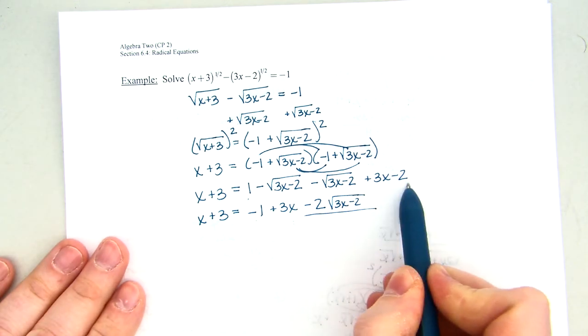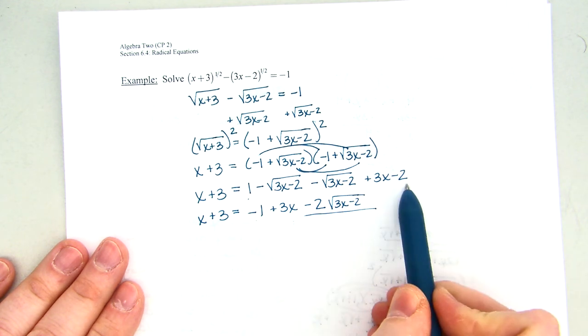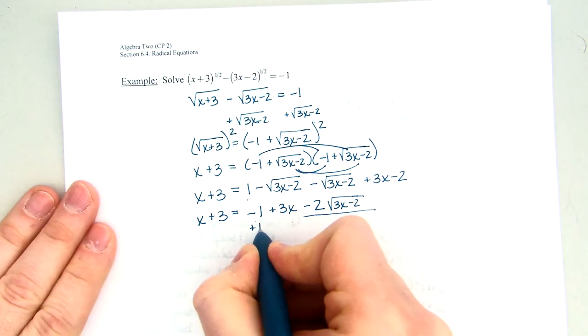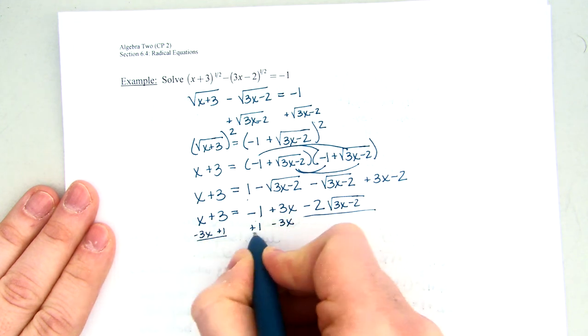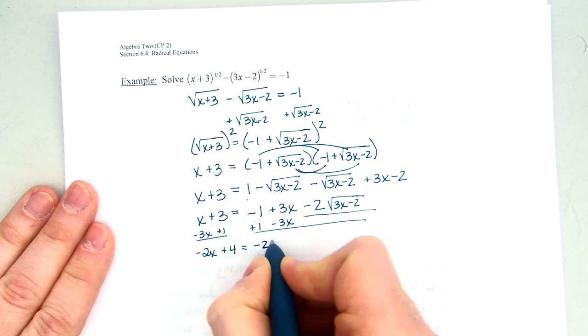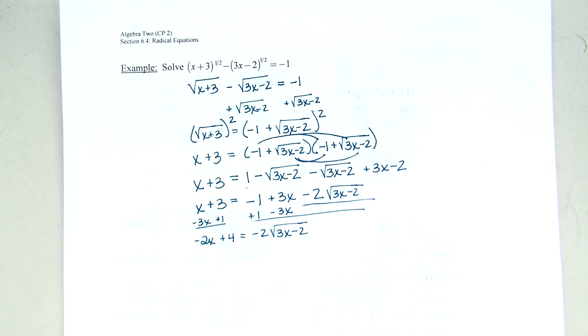So do you see where I got the 3x minus 2 from, first of all? So I'm just combining like terms now. I'm just doing 1 minus 2 over there to get the negative 1. Anything else? Okay, well then I'm going to add 1, and I'm going to subtract 3x from both sides. Negative 2x plus 4 equals negative 2 root 3x minus 2. Any questions on getting down to there?